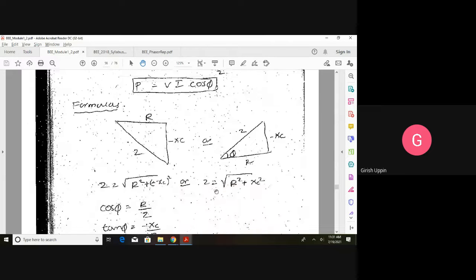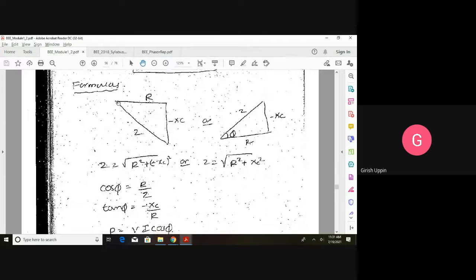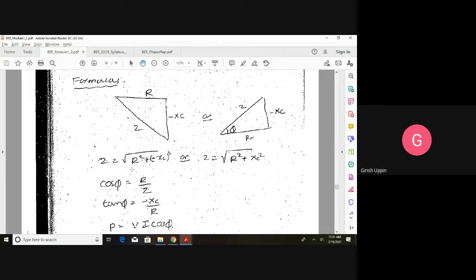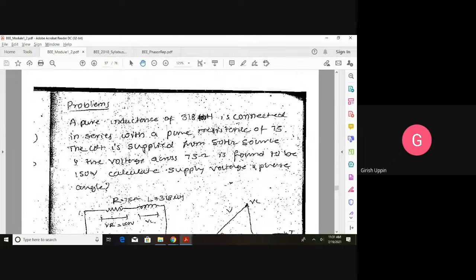We get the same formula. So you have to remember this diagram. This is R, this is minus Xc and Z. From that, you can derive all the equations. You need not remember any kind of equations.